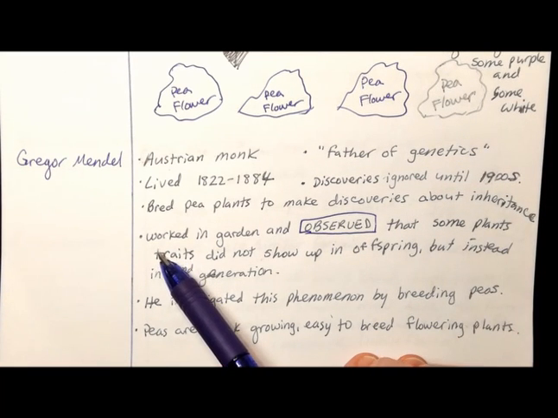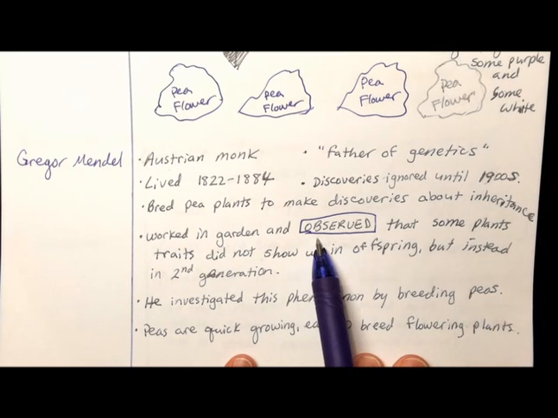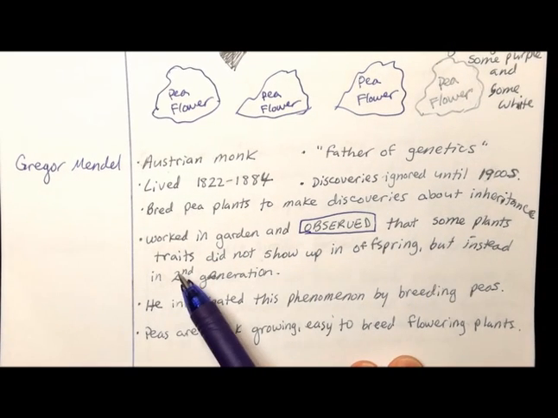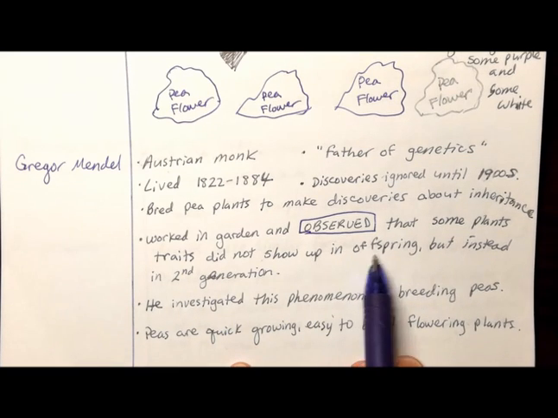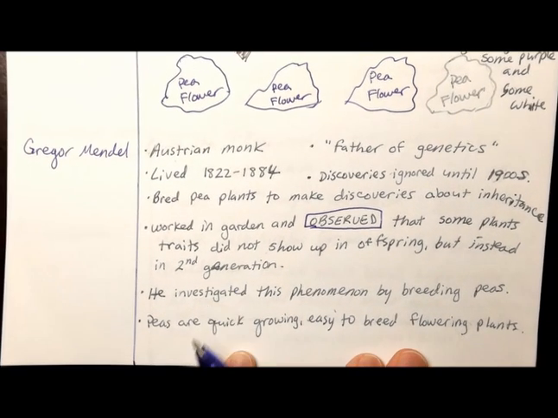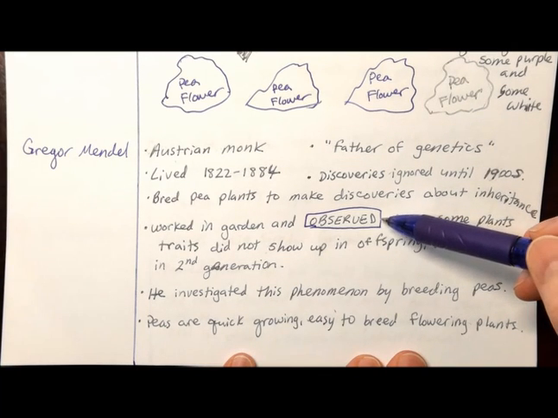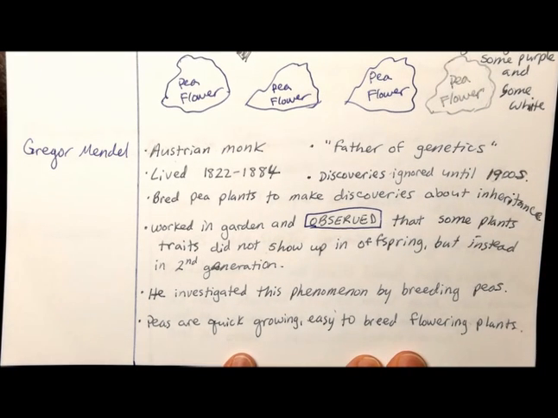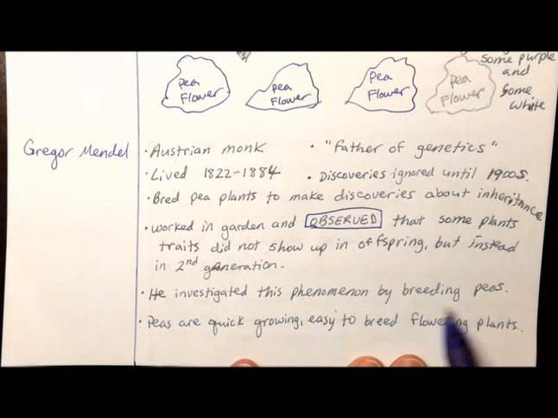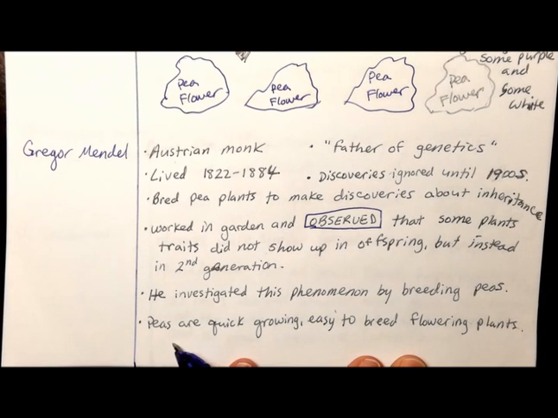But why did he do that? Well, he worked in a garden and he made observations that some plants' traits did not show up in offspring, but they instead showed up in the second generation. So when the first plant gets cross-pollinated, the plants that it creates look kind of like the parents. They don't show everything until it skips a generation. So he decided to investigate this phenomenon by breeding peas. Why did he pick peas? Because they're quick growing, they're easy to breed, and they are flowering plants.